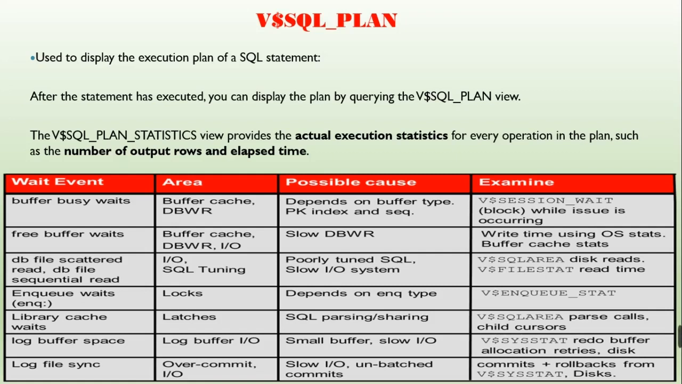V$FILESTAT read time. Enqueue waits: enqueue locks, depends on the enqueue type, V$ENQUEUE_STAT. Library cache waits and latches: SQL parsing and sharing, V$SQLAREA parse calls, child cursors. Log buffer space: log buffer and I/O, small buffers, slow I/O, V$SYSSTAT redo buffer allocation retries, disk. Log file sync: over-commit, slow I/O, unbatched commits plus rollbacks, from V$SYSSTAT, disk.